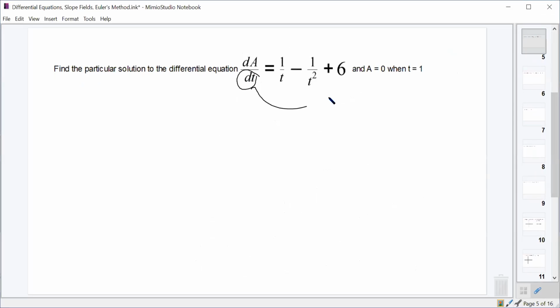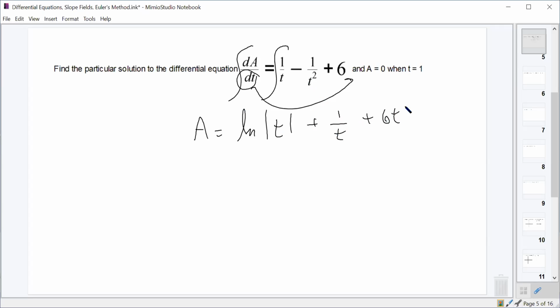So take your dt, bring it over, integrate both sides. Integral of dA is just capital A. Integral of 1 over t is natural log absolute value t. Integral of negative 1 over t squared ought to just be what? Plus 1 over t, and then plus 6t, and then plus our constant. Everybody agree with that? Yes. All right, perfect. So plug in your A equals 0, plug in your t equals 1. And what'd you get as your constant? Negative 7.